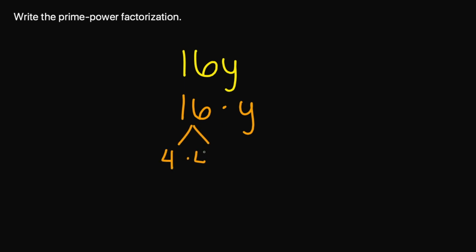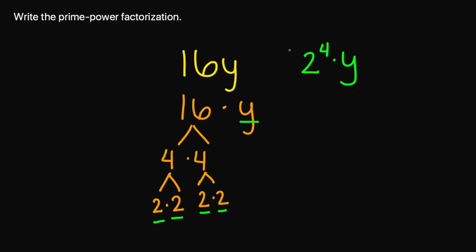All right, so let's say if you had to write the prime power factorization of 16y. I can factor my 16y into 16 times y. My 16 can be factored into 4 times 4. And then your 4 can be factored into 2 times 2. And this 4 can also be factored into 2 times 2. All right. I am now left with prime numbers, and then you have your variable here. So your prime power factorization is going to be 2 to the fourth power times y.